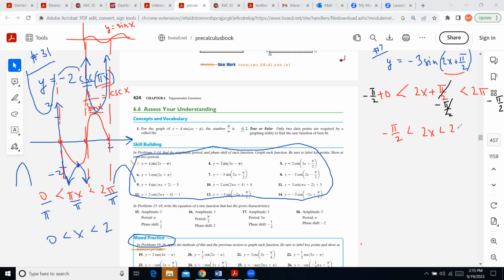And I'm not going to do this arithmetic. I'm just going to keep it the way it is. 2 pi minus pi over 2. So this way will be easier, I think, to see what happens. So instead of dividing by 2, I can multiply by 1/2. It's convenient when you work with fractions.